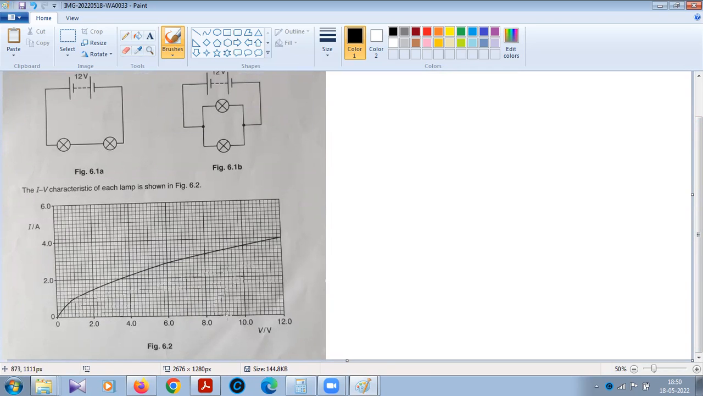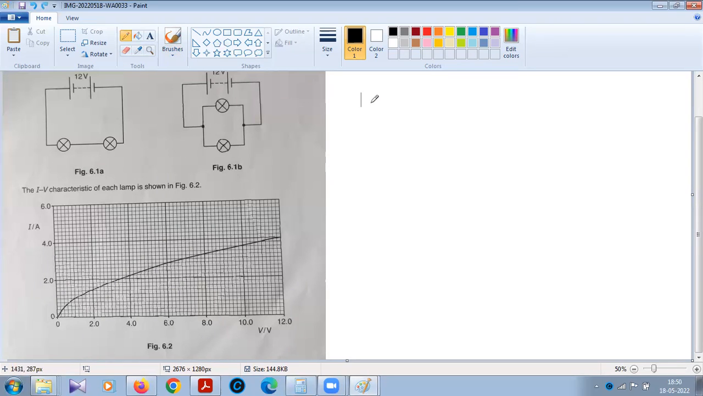If I find out the gradient of this, what will it give? It will give me I upon V, that is the inverse of the resistance. And you can see that the inverse of the resistance is decreasing, isn't it? So I upon V is decreasing. That means the opposite, V upon I, will increase. That means the resistance is going to increase.